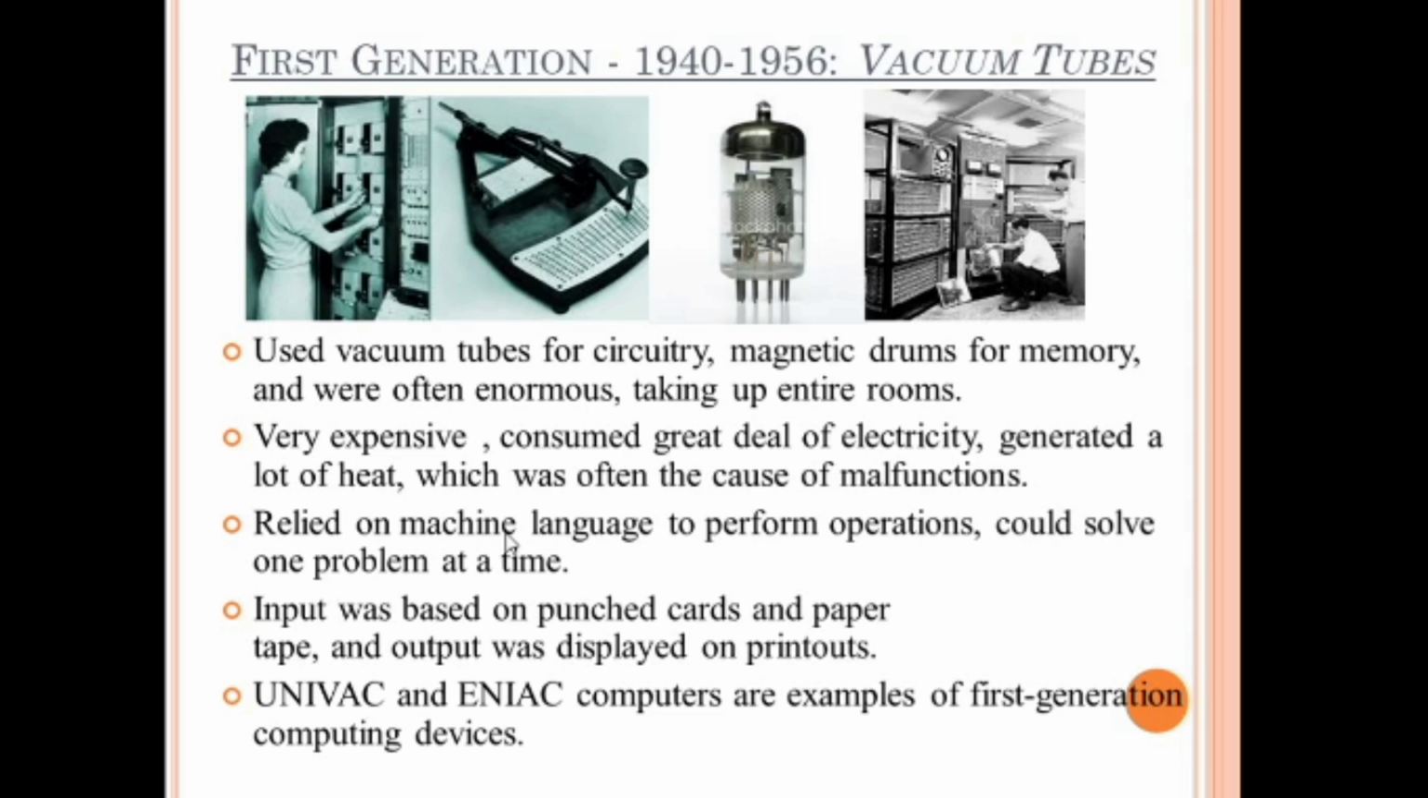In this generation, mainly a batch processing operating system was used. Punch cards, paper tape, and magnetic tape were used as input and output devices. The computers in this generation used machine code as the programming language. Some computers of this generation were ENIAC, EDSAC, UNIVAC. IBM 701 and IBM 650 are examples of this generation.